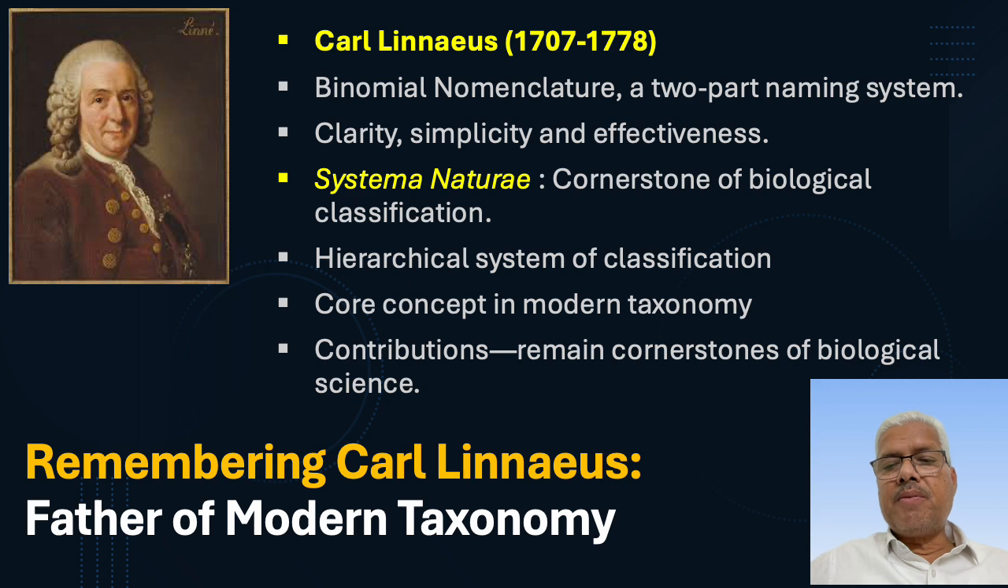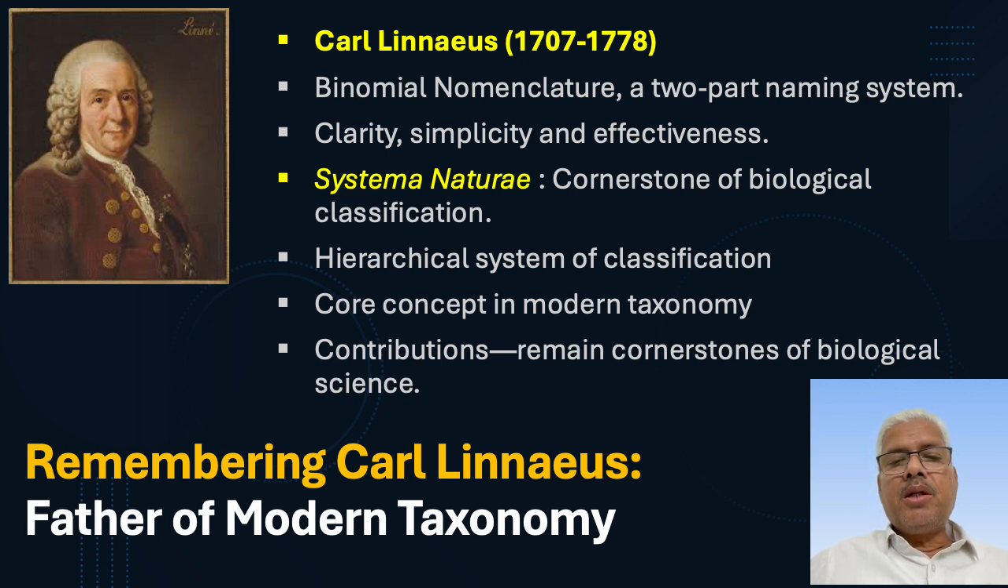Linnaeus brought order to this chaos by developing a simple and powerful system, that is binomial nomenclature. This two-part naming system using genus and specific epithet provided a clear, concise, and universally understood way to refer to each species. His Systema Naturae, published in several editions, became the cornerstone of biological classification, laying the groundwork for all future taxonomic work.